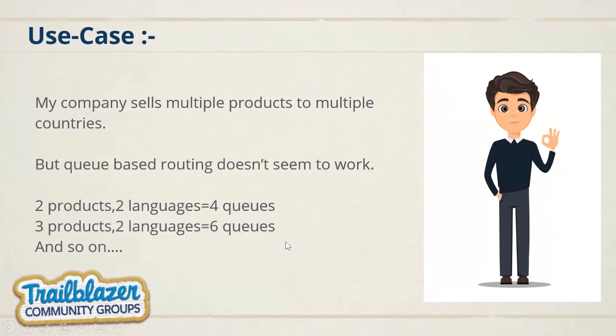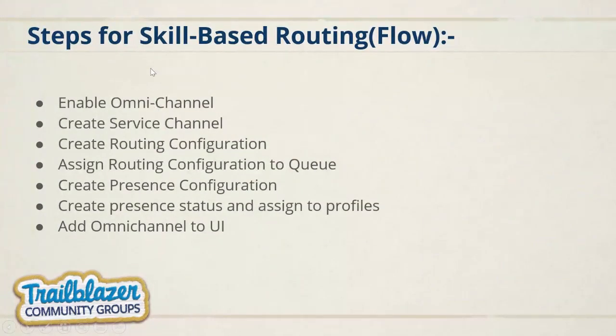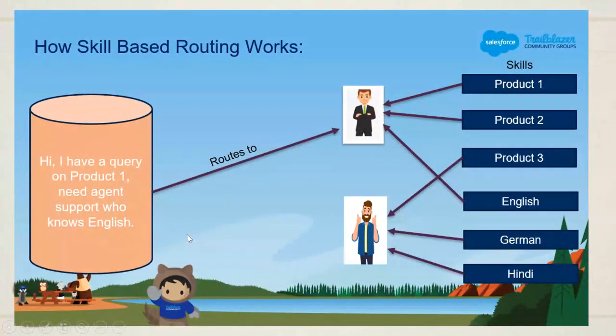So for this purpose, we have skill-based routing. These are some steps of skill-based routing, which I'll show you one by one. Let's see how it works. I have given only 2 agents for now, and these are the skills. I'm owning the company and I have 2 agents under me. There are 3 products: product 1, product 2, product 3, and 3 languages as well. The first agent has the skills product 1, product 2 and English, and the second agent has product 3, German and Hindi.